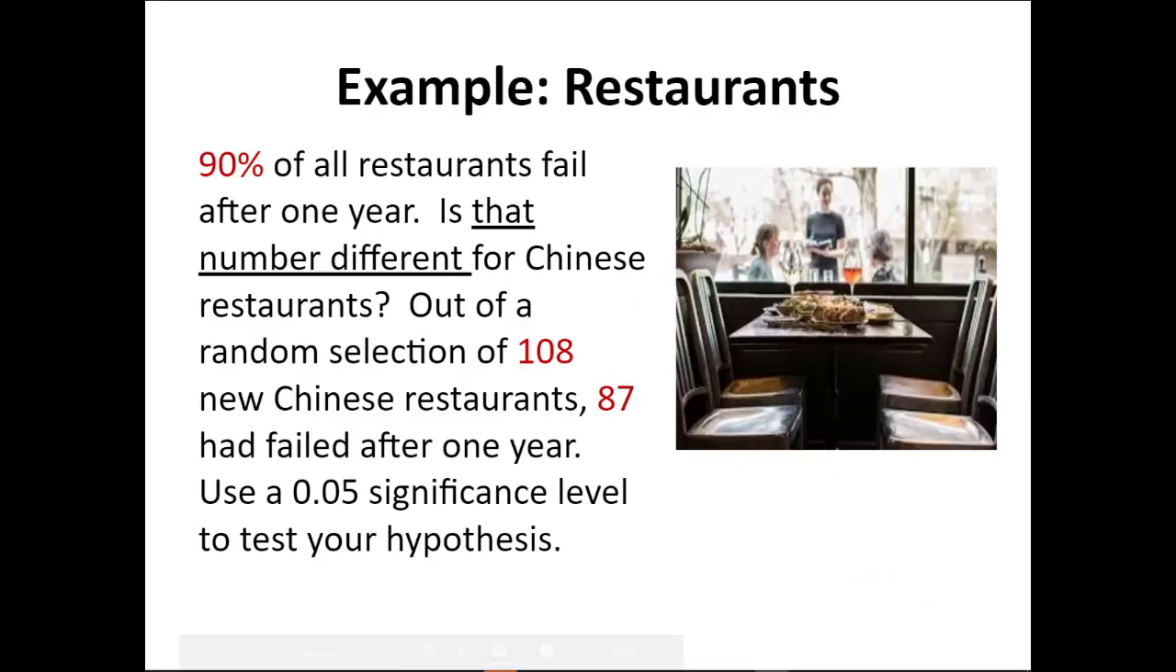Okay, let's quickly recap what we've done. So the scenario said 90% of all restaurants fail after 1 year. Is that number different for Chinese restaurants? Out of a random selection of 108 new Chinese restaurants, 87 had failed after 1 year. Use a 5% significance level to test your hypothesis.